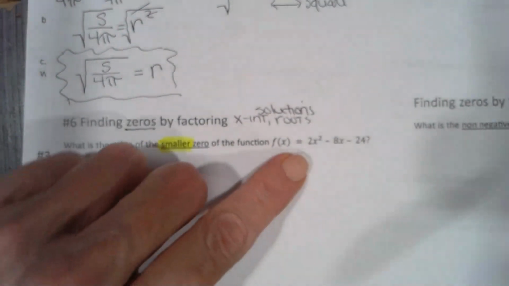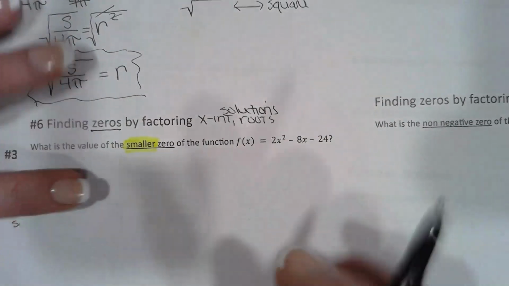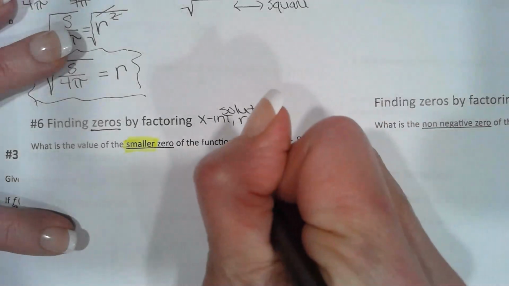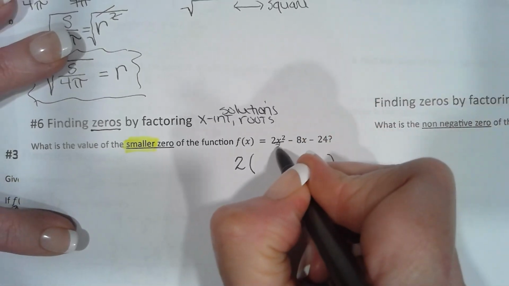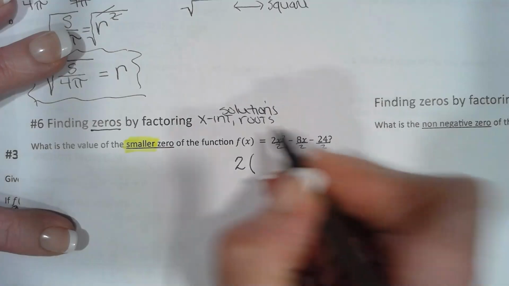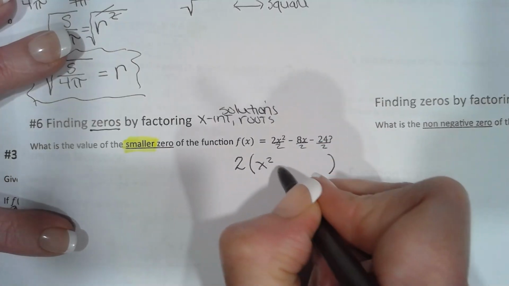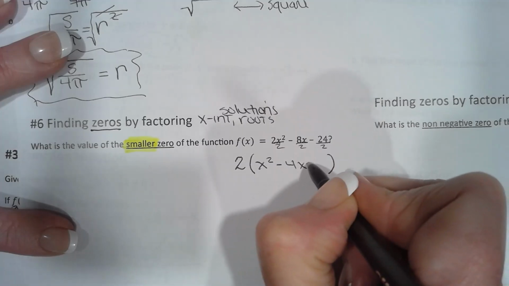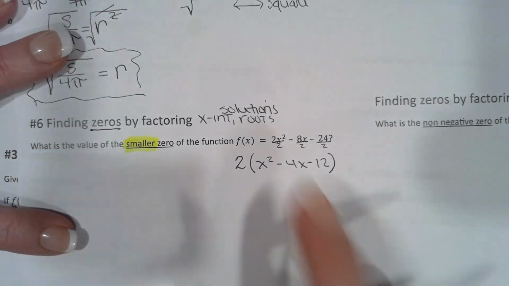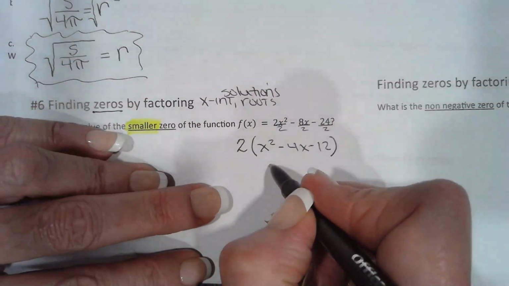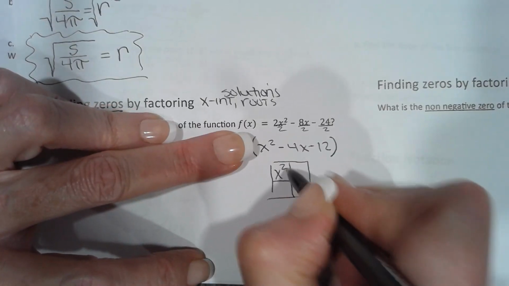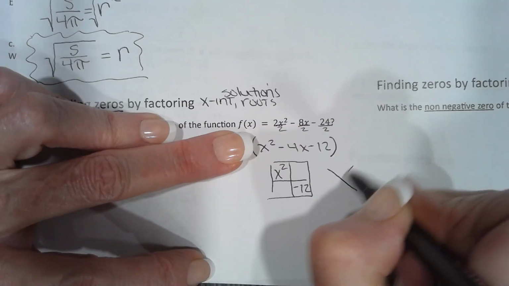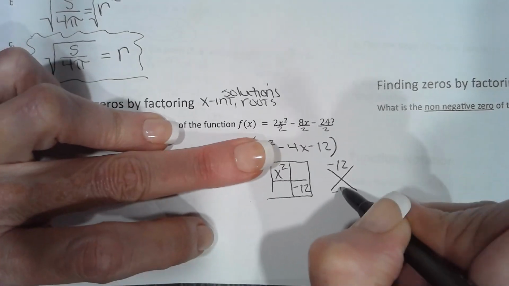So, first thing we're going to do is factor. And this one, we can pull out a greatest common factor first. The greatest common factor is 2. I'm going to set up a parenthesis and divide by 2, divide by 2, divide by 2. So I have x squared minus 4x minus 12. And now I have a trinomial, which is a 2 by 2 box. When I multiply together, I need the negative 4 on the bottom.